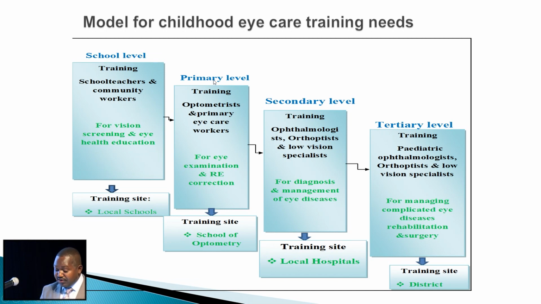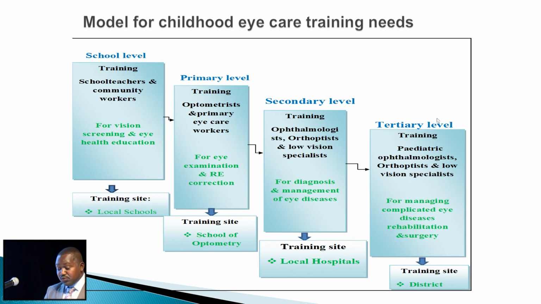At the primary level, we need to train optometrists and primary eye care workers for eye examinations and refractive error corrections. The site for this training should be a school of optometry. At the secondary level, we need to train ophthalmologists, orthoptists, and low vision specialists for diagnosis and management of eye disease. The training site should be a local hospital.